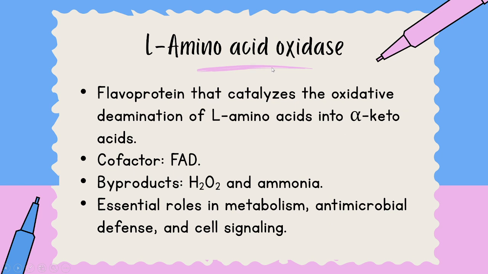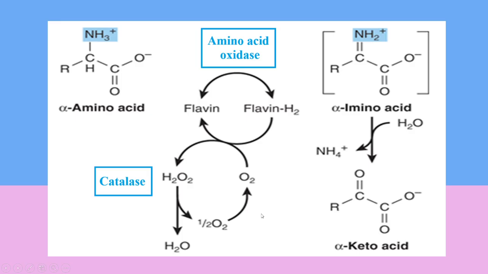The second enzyme that acts in deamination is the amino acid oxidase, which is a flavoprotein that catalyzes the deamination of amino acids into alpha keto acids. The cofactor here is FAD. It produces hydrogen peroxide and ammonia, and it has many roles in metabolism, microbial defense, as well as cell signaling.